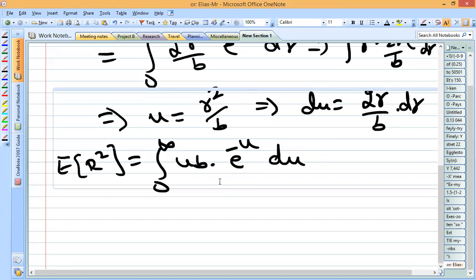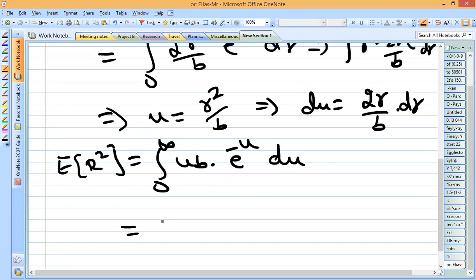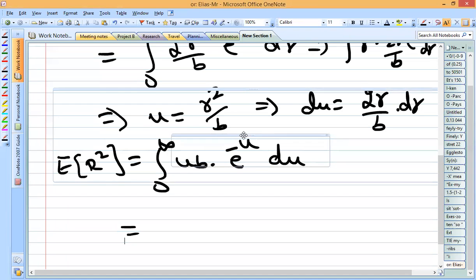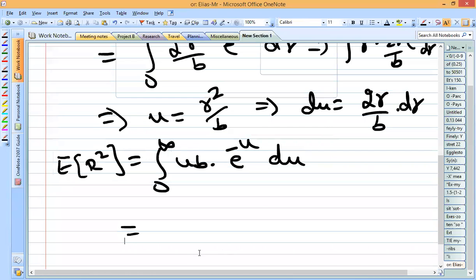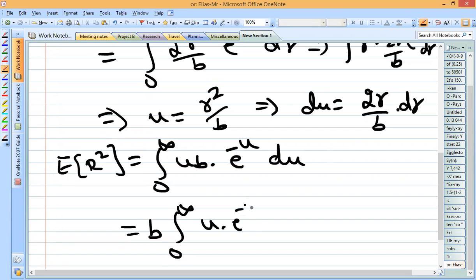Making the substitutions. So here you will be getting integral 0 to infinity u b e to the power minus u du. Right? Okay, here b is a constant that you can take outside. Integral 0 to infinity u into e to the power minus u with respect to u, you have to integrate.